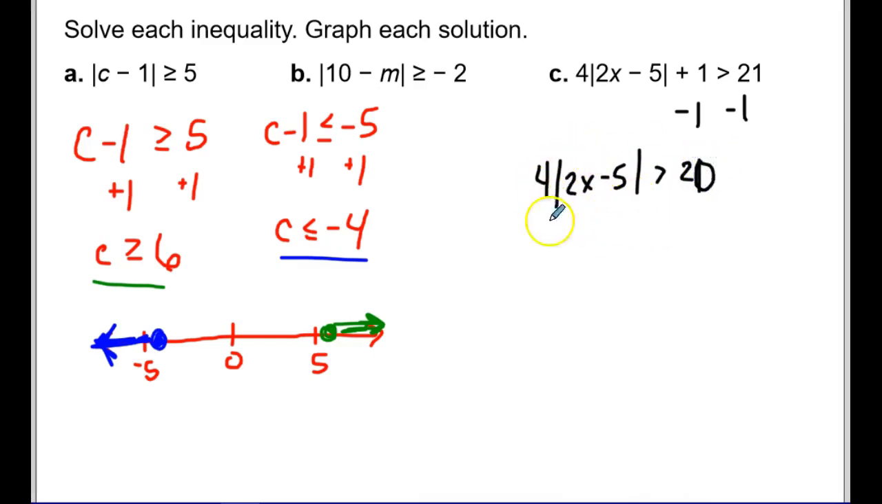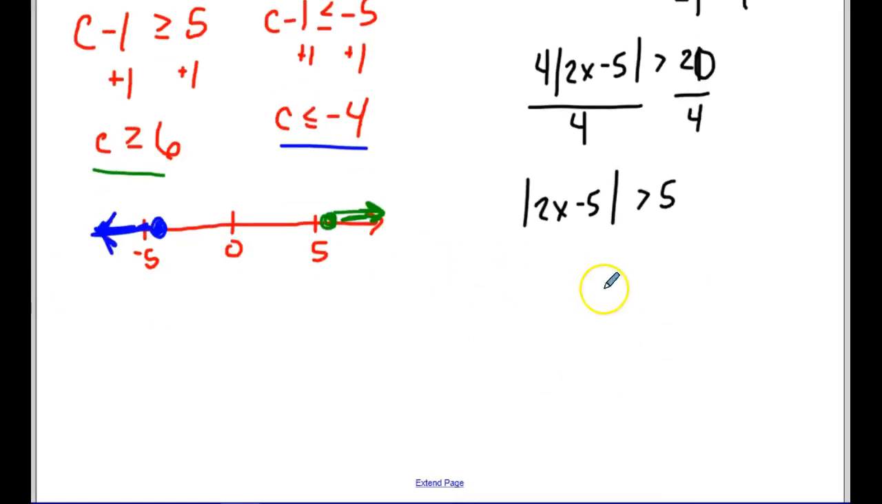So now my absolute value is still not by itself. So I divide everything by this 4. So now I have the absolute value of 2x minus 5 is greater than 5. Once I'm at this point and the absolute value is the only thing on one side of the inequality, now I can set up my two problems. So I have 2x minus 5 is greater than 5, and then I have 2x minus 5, switch the sign and switch the sign. So that's kind of just a way you can always remember it.